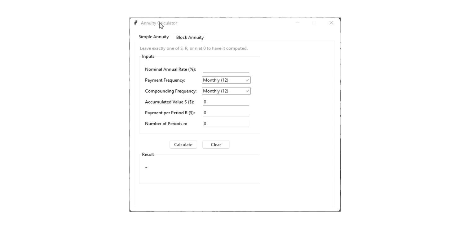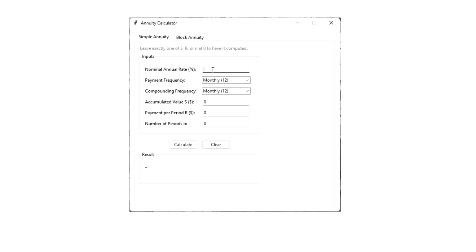The annuity calculator has two parts. One is the simple annuity, and the other is block annuity. The simple annuity, you just have a single interest rate throughout the entire time, and the same payment amount R. In the block annuity, you can have different interest rates and payments in blocks, which we'll look at second. Well, let's first look at the simpler case here.